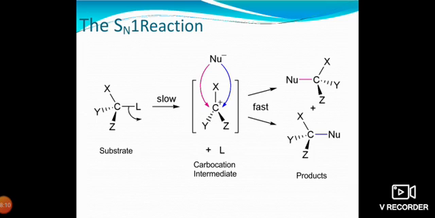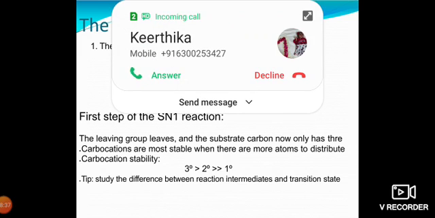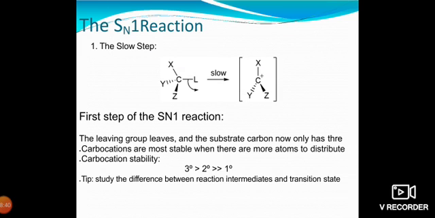This is the SN1 reaction. The elimination of the leaving group is the slowest step and it is the rate determining step. It forms a carbocation and the nucleophile attacks the carbocation from two sides, back side and front side. In the first step of the SN1 reaction, the leaving group leaves. The substrate carbon only has three bonds.